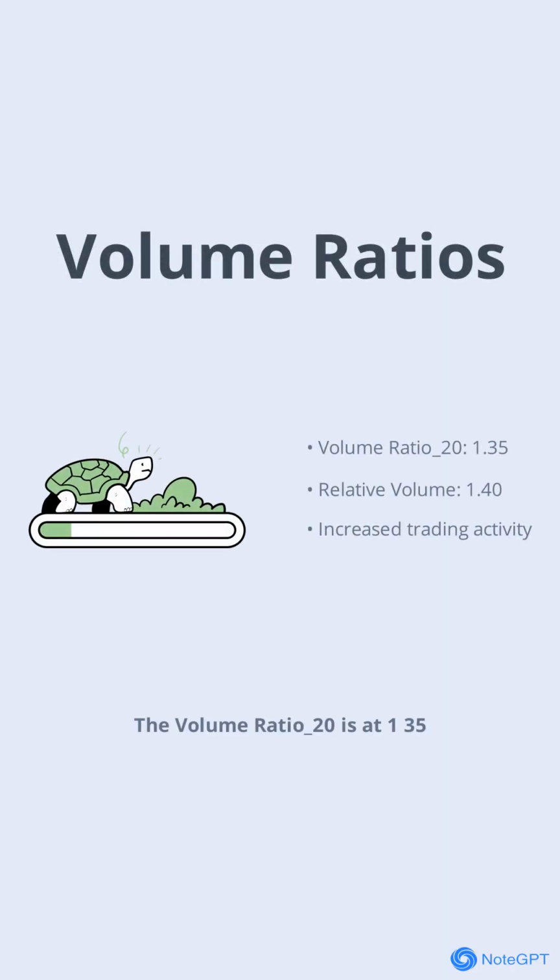Volume Ratio 20 is at 1.35, and the relative volume is 1.4, both above 1. This means that recent trading volumes are higher than average, which often precedes significant price moves. Volume growth rate is also positive at 1.41, confirming the increased activity. High volume ratios can signal the start of new trends or the continuation of existing ones.